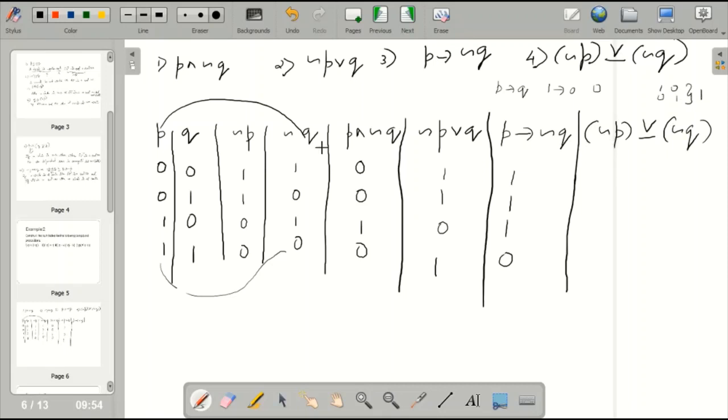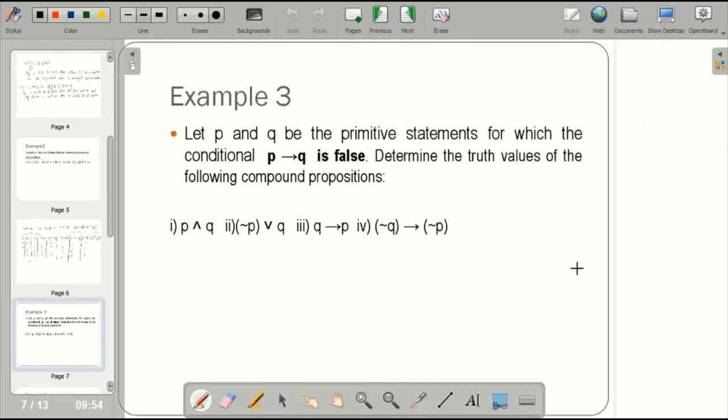So just see for negation P and negation Q. Here both are 1. Here both are 0. Only it is possible in this one. So just write here. This will be 0. This is 1. This is 1. This is 0. So this is how we are going to construct the truth table for the example 2. I hope it's clear with how to construct the truth table for this. Okay. Now let us go to the next example.